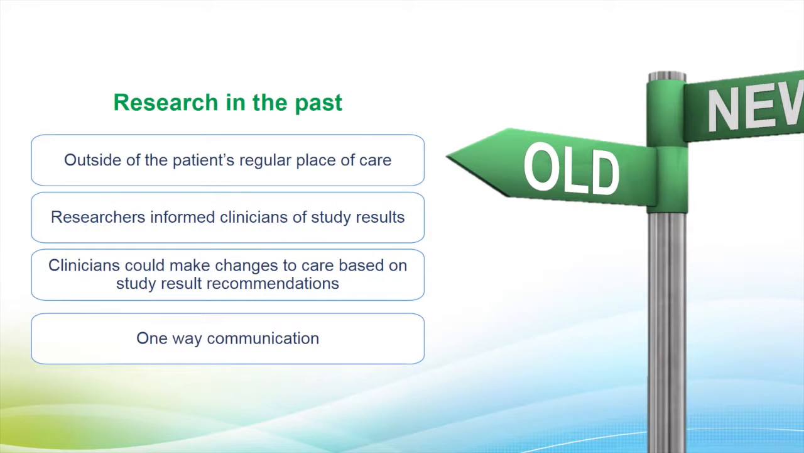In the past, research occurred outside of the patient's regular place of care. Researchers informed clinicians of study results. Clinicians could then make changes to care based on study result recommendations. The ability to transfer this knowledge of research findings into practice has been limited. Study findings are filtered through different professional organizations who make changes and recommendations. These recommendations may or may not be read or adopted by clinicians. Communication has been one way.